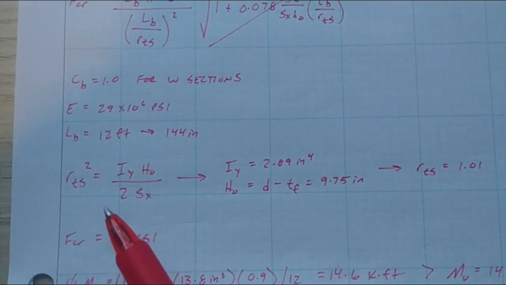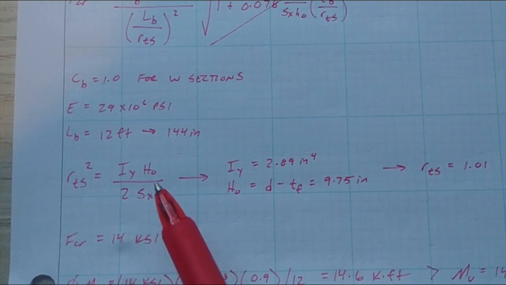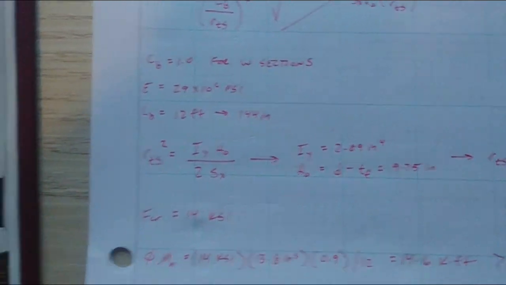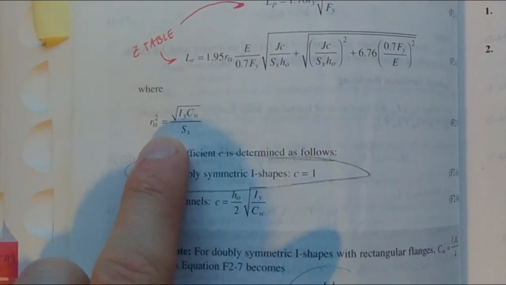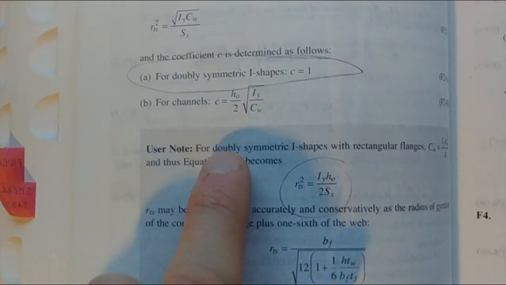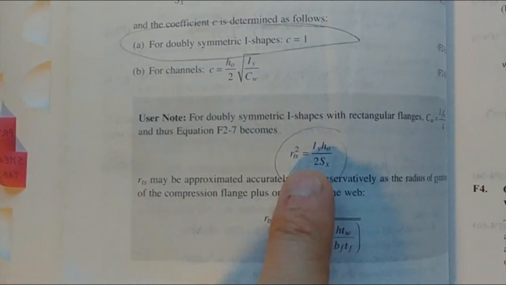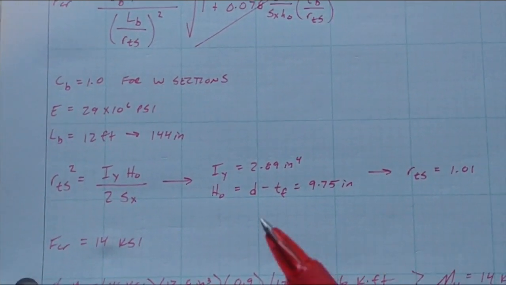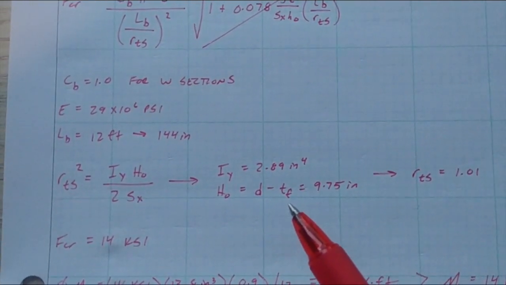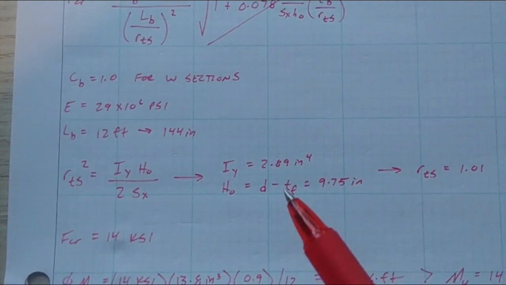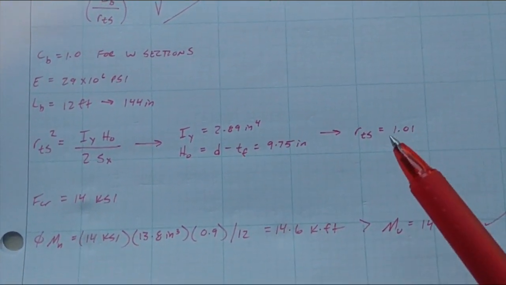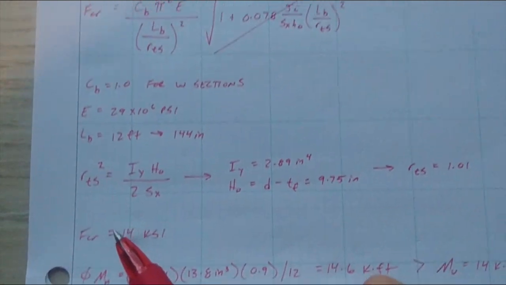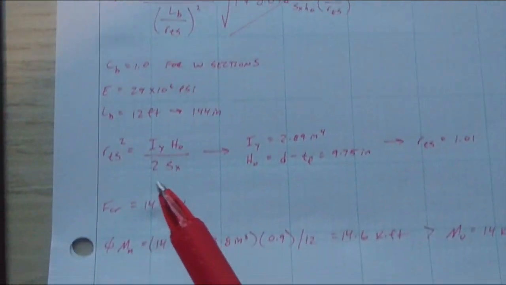RTS squared equals IY HO over 2SX. That is given. It starts off here, but if you come all the way down and keep reading, it breaks down all the way to this equation here. HO is just D of the section minus thickness of the flange. IY, you can find that in the properties section. So RTS equals 1.01.